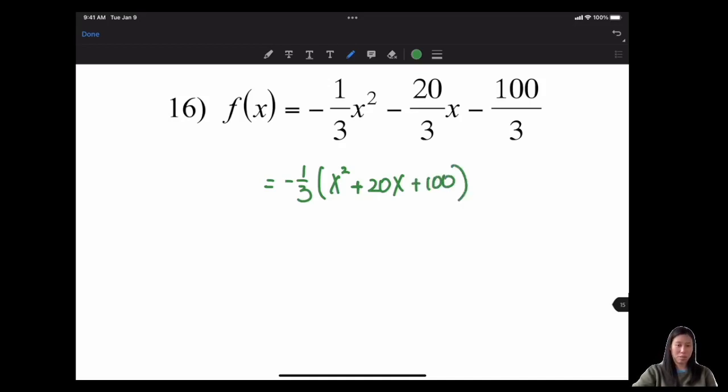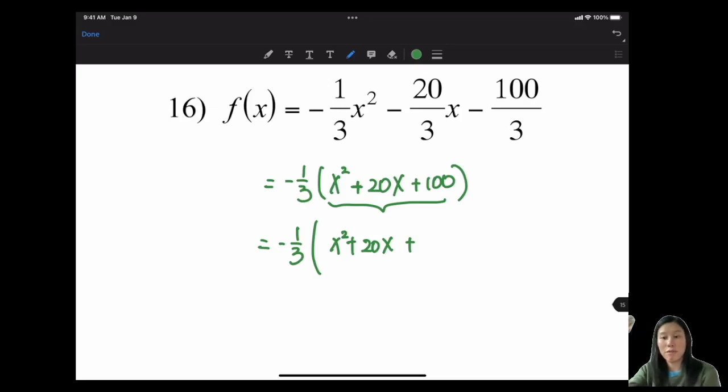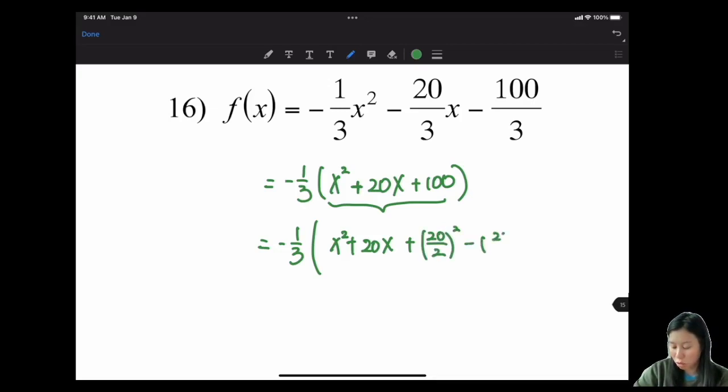So here, everything is pretty. We will not have the fractions. So I have a negative 1/3 x squared plus 20x plus, actually this one, they can just form a perfect square. If you can see it right away, just use the old way. You plus 20 half squared and minus 20 half squared. And then don't forget the 100.